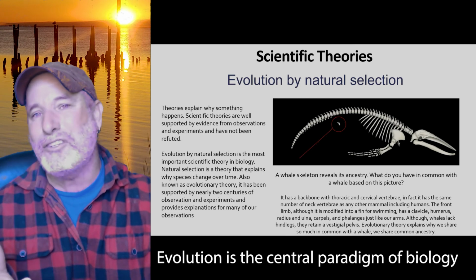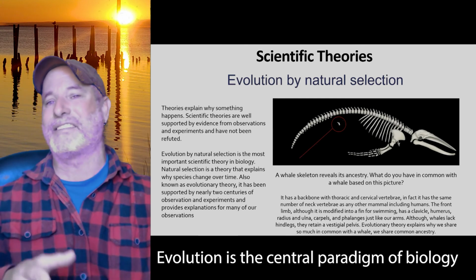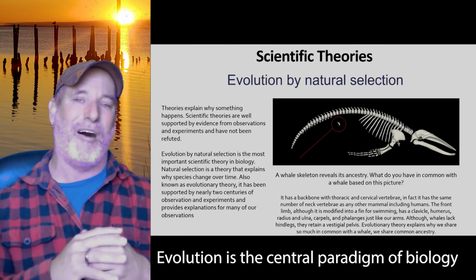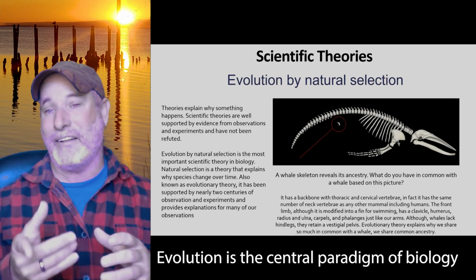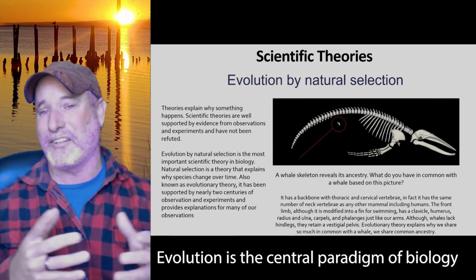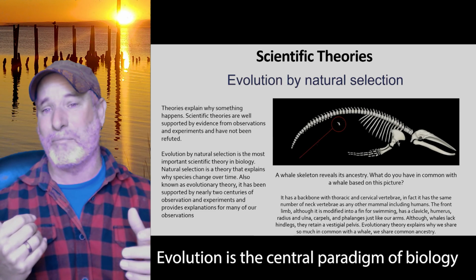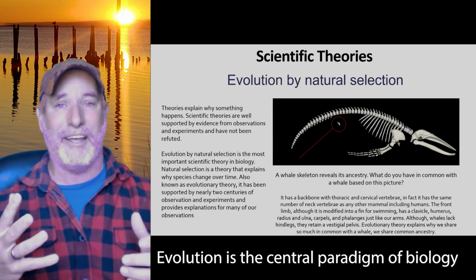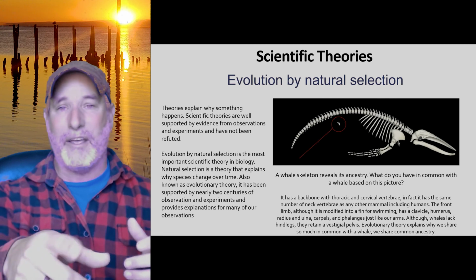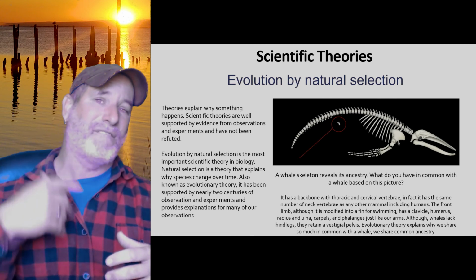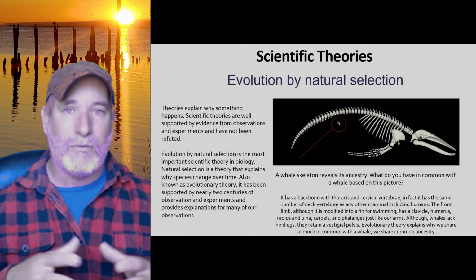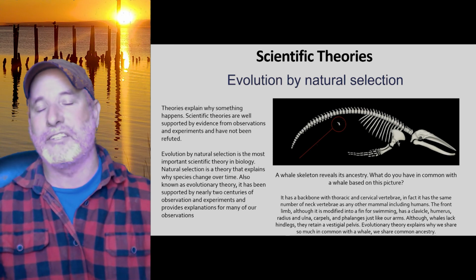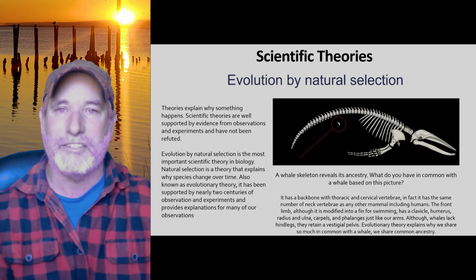But evolution by natural selection is really cool, right? It says, hey, we're evolving over time. We share common ancestry. What does that mean? Well, look at that whale skeleton, right? Does it look familiar? You've got some vertebrae, you've got some ribs, you've got a scapula, humerus, radius, ulna, phalanges. Yeah, that's that front fin. It's even got the same number of neck vertebrae as you and I do. Why? We shared common ancestry and it changed over time through natural selection.